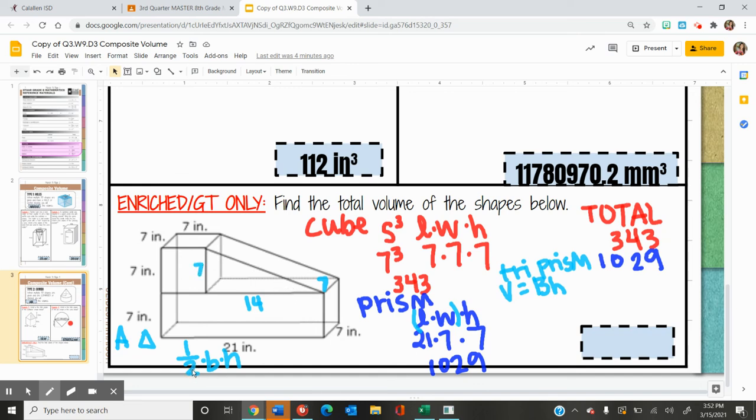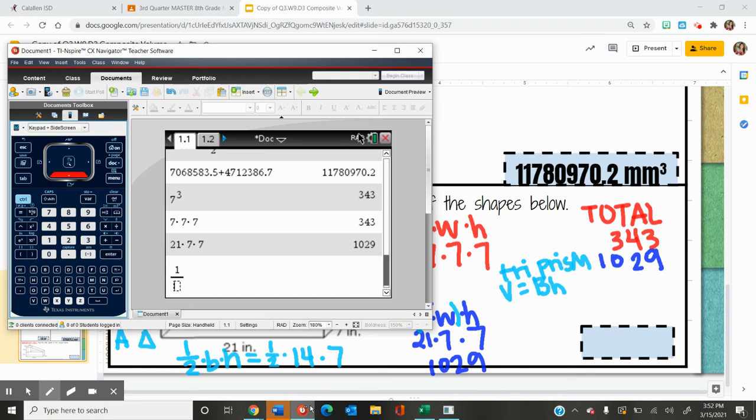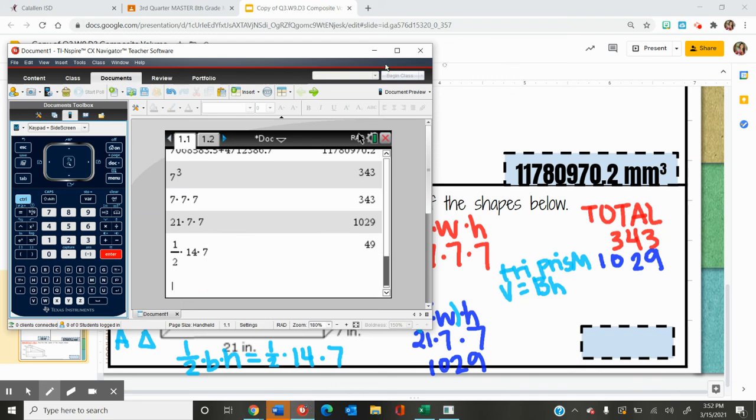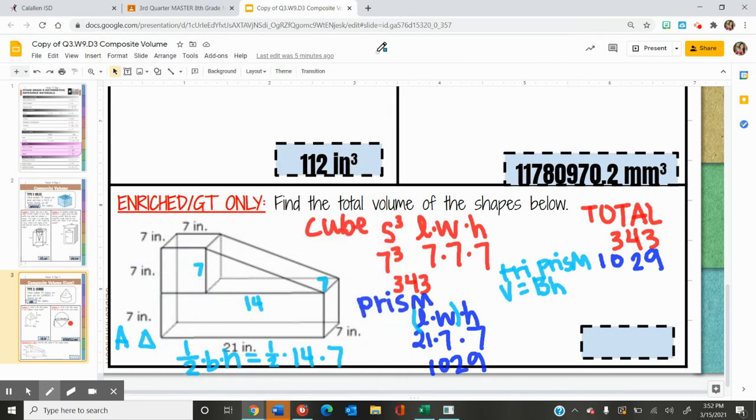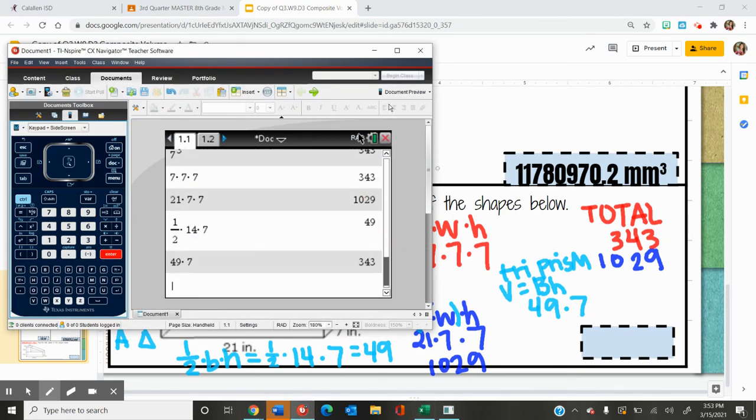So I have 1/2 times base times height. To find the area of my triangle, my base is 14 and the height of my triangle is 7. Opening up my calculator, I'm going to do control divide. I have 1 on top, 2 on the bottom. I am multiplying that by 14 and by 7. And there I get 49. So the area of my base is 49. And I just want to multiply that by the height of my prism, which is 7. So 49 times 7 is 343.